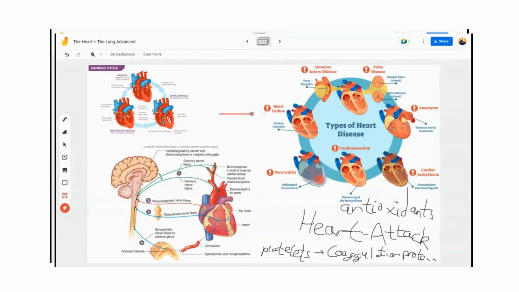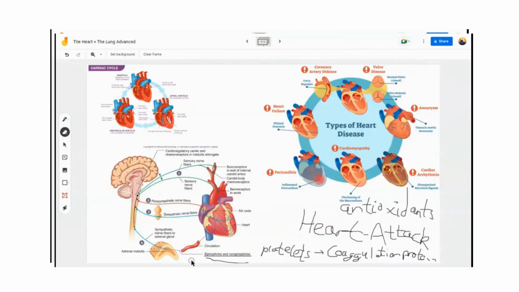Low blood pressure. Baroreceptors in the aorta and carotid arteries detect low blood pressure. Impulses are sent to the medulla, which sends impulses along sympathetic neurons. These secrete noradrenaline, which binds the receptors on the sinoatrial node, and this causes the heart rate to speed up and the blood pressure to rise or return to normal.